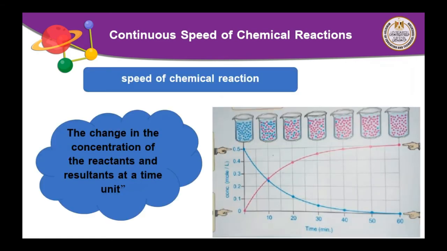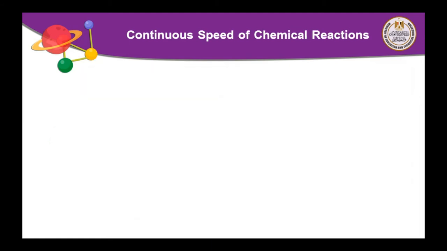So, the speed of the chemical reaction can be defined by the change in the concentration of product and reactant. We talked about this point in the previous part of this lesson. But now we will talk about factors affecting the speed of the chemical reaction. What are the factors affecting the speed of the chemical reaction?